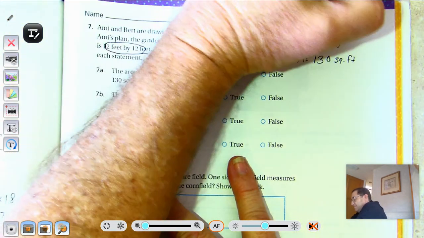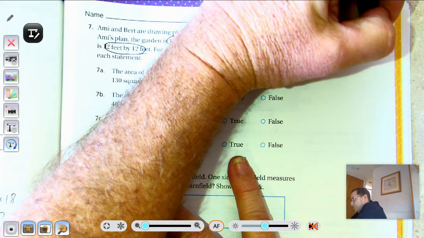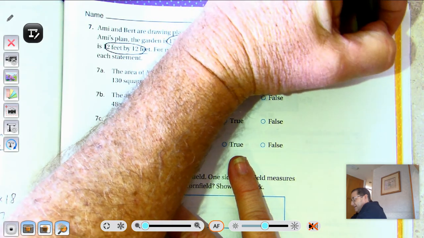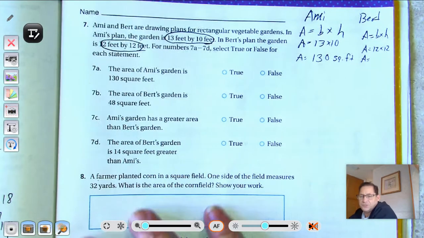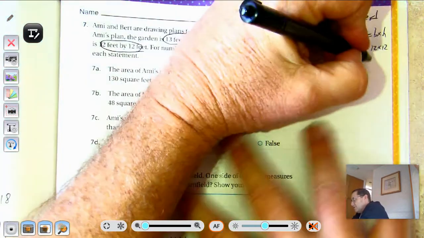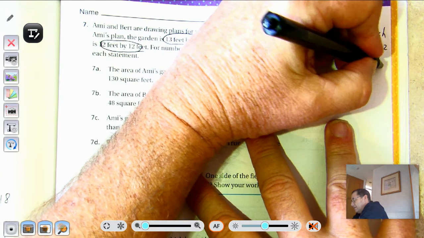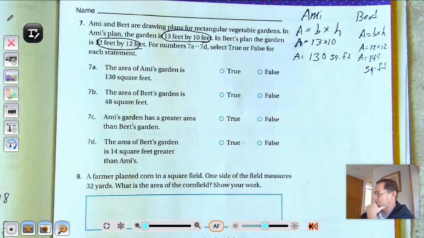So Amy there. Bert is also going to be base times height. And his is 12 times 12. And technically, that's something you should just know. 12 times 12 is 144. All right. So Bert's is slightly bigger.